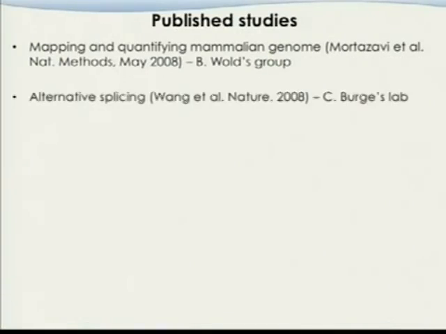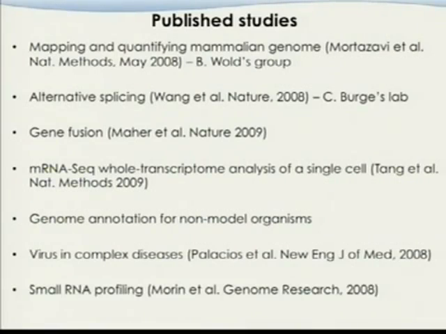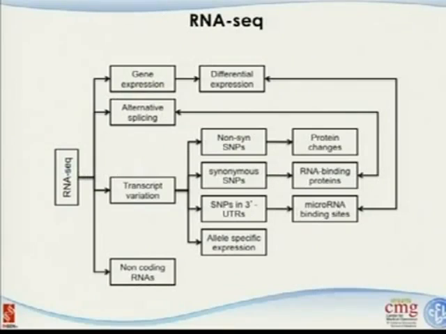For published studies, we go through those, and so basically the first RNA sequencing experiment and alternative splicing, gene fusion, single cell transcriptome analysis, genome annotation for non-model organisms, and various studies in complex diseases and small RNA profiling. So those are the examples that are only enabled by the RNA sequencing technology. So this is what we can get out of RNA sequencing.